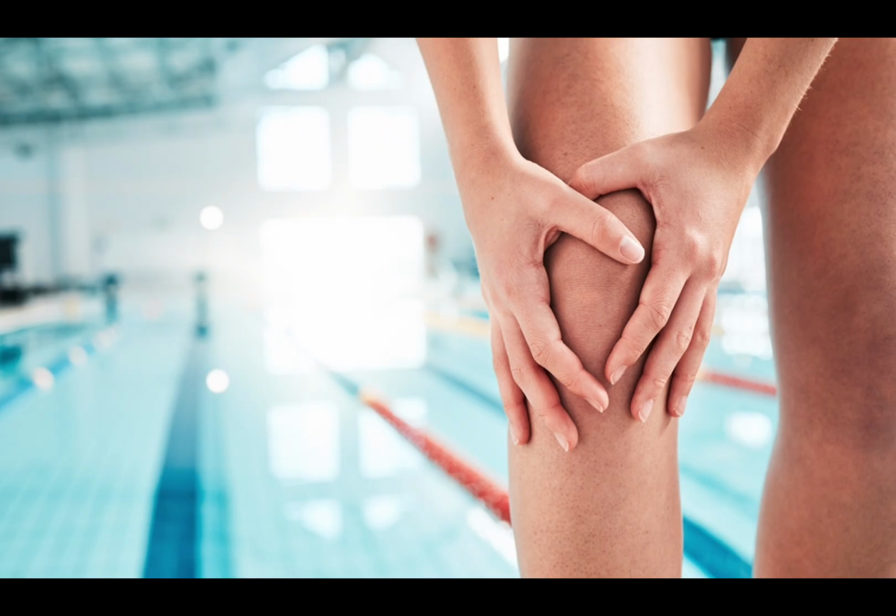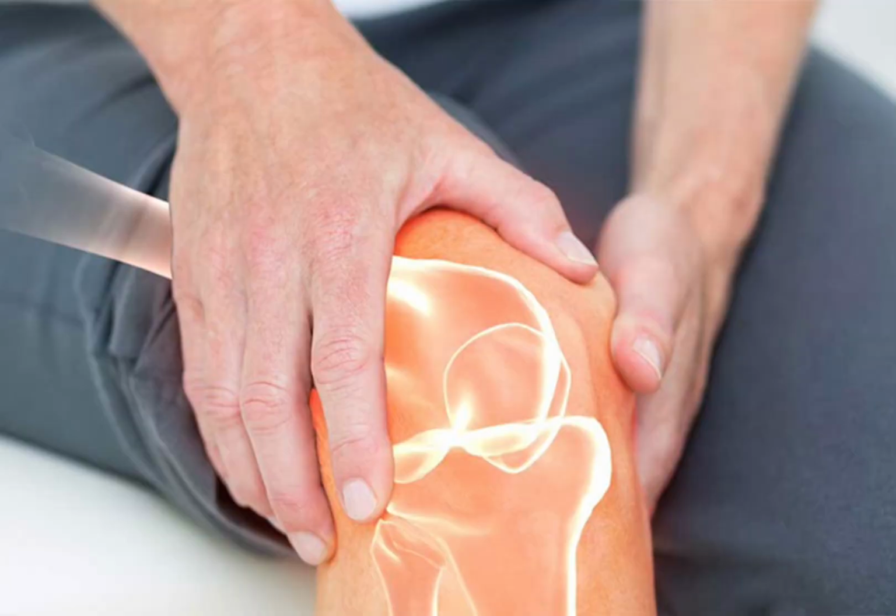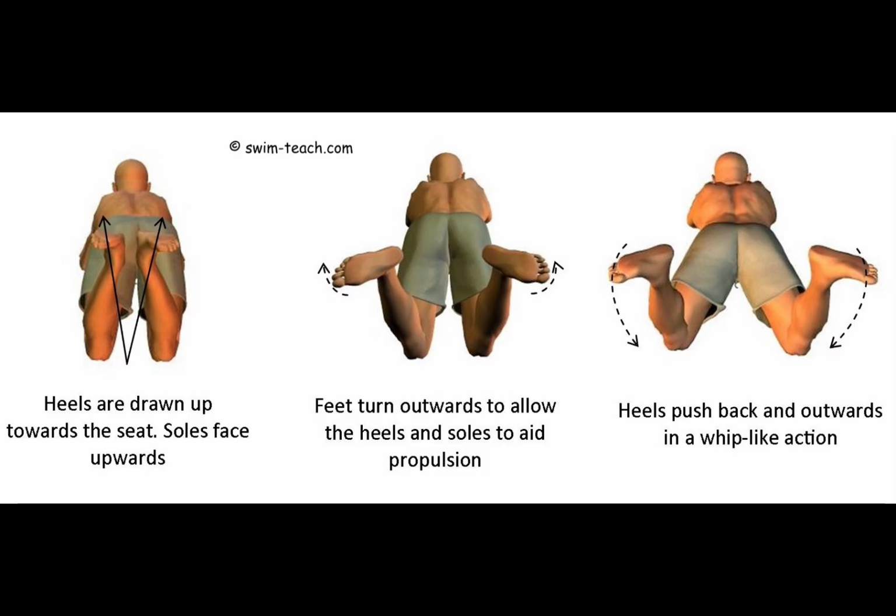Swimmer's knee. Causes: repetitive strain and stress on the medial collateral ligament, MCL, during the breaststroke kick. Symptoms: pain, tenderness, swelling, clicking or popping, stiffness, weakness. Prevention techniques. Proper swimming technique, strength training, and a well-rounded workout routine.